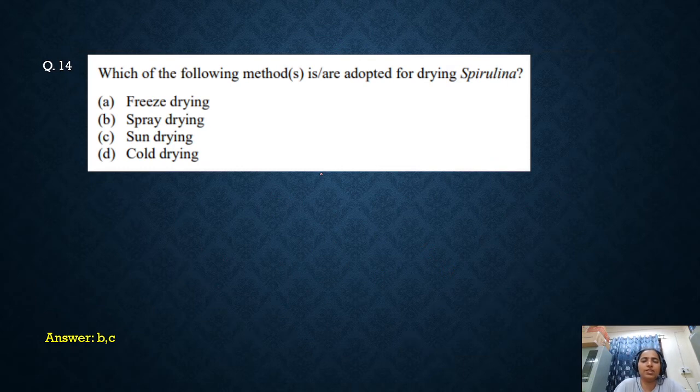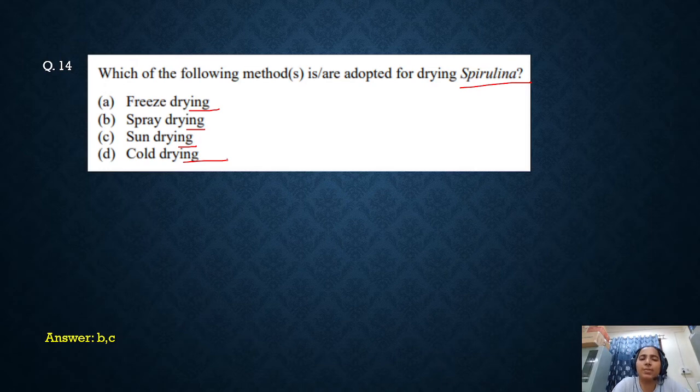Now coming to the next question: which of the following methods are adopted for drying spirulina? Okay, so what are the options given? First one is freeze drying, second is spray drying, third is sun drying, and fourth one is cold drying.